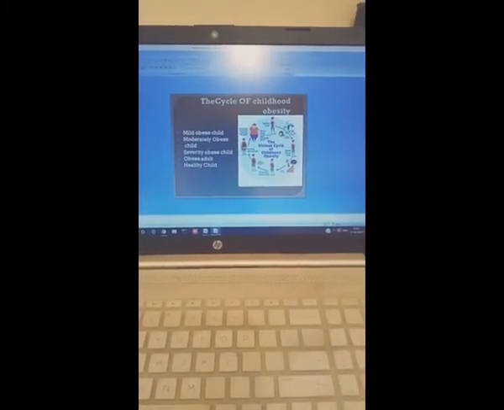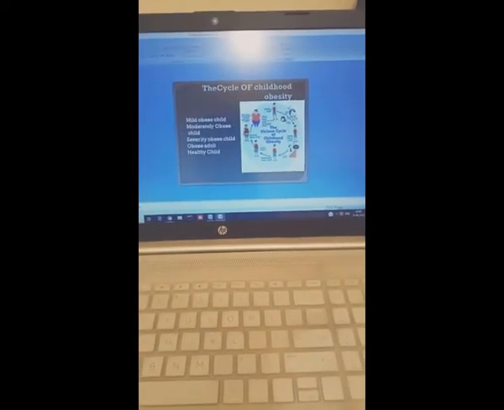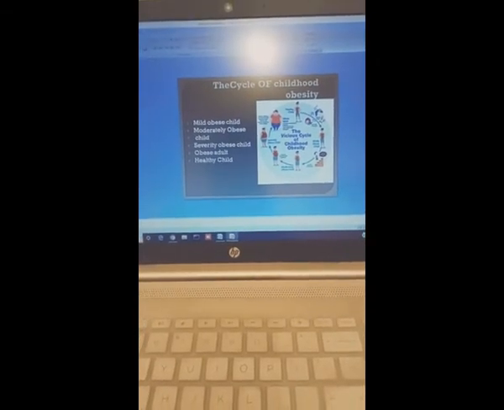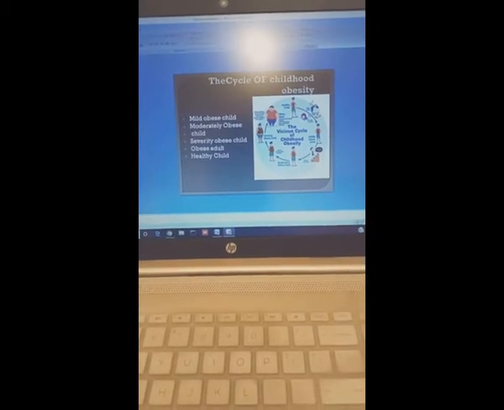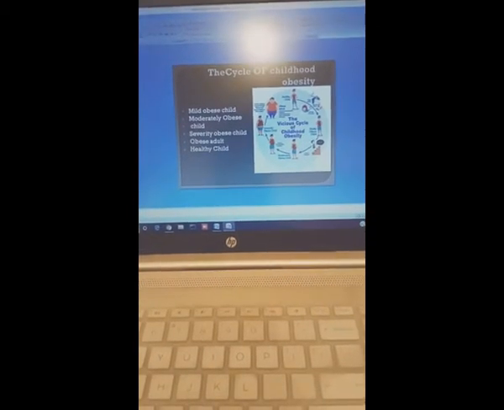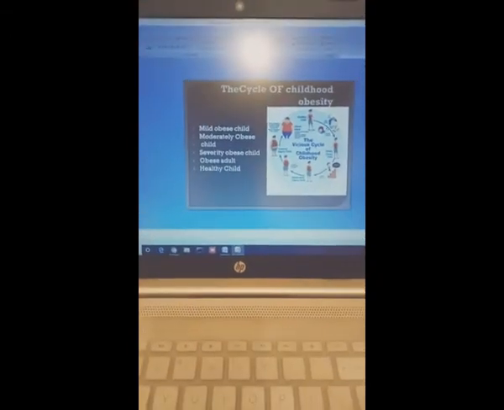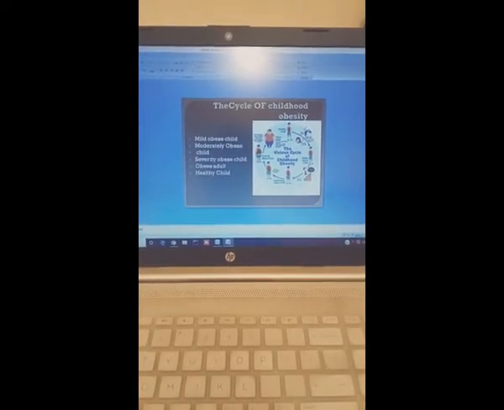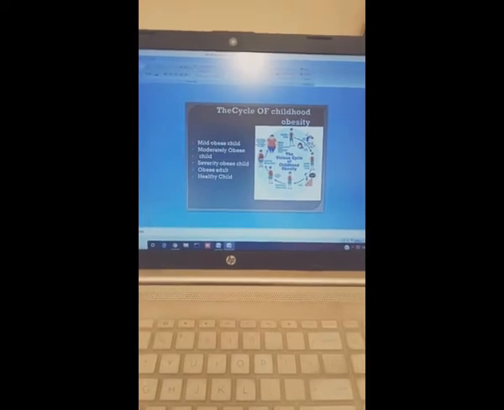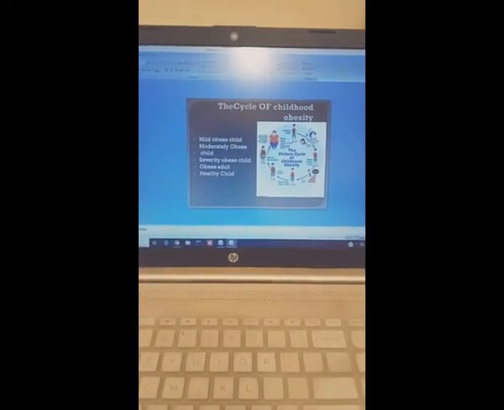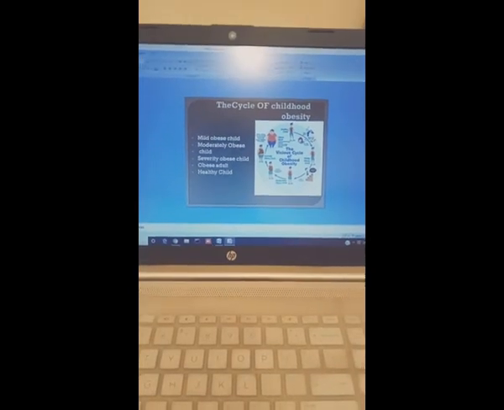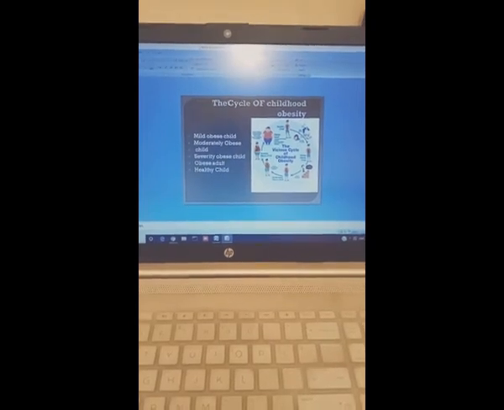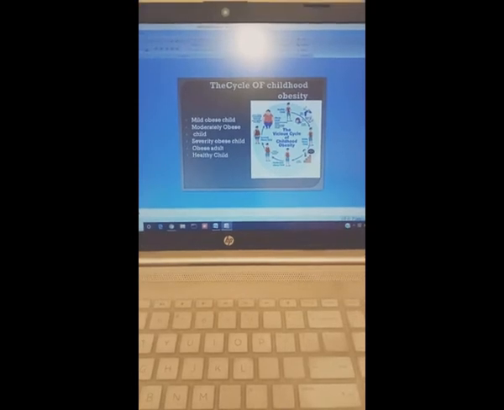After that, when the child's habits are ruined, there is a moderately obese child who has some fat in his body but not that much. After that there is a severely obese child who has more body fat that can create more diseases in his body. So this is the cycle of childhood obesity, how a healthy child's habits can ruin his body to become mild obese, and after that the obesity creates more diseases in his body.